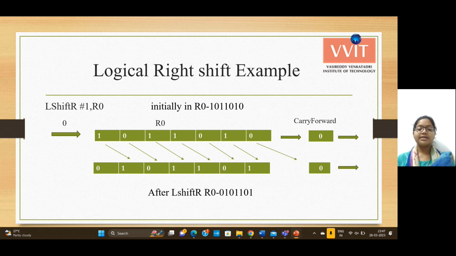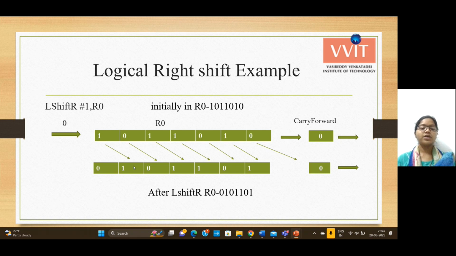As we moved all these bits 0 1 1 0 towards right, an empty bit position will occur towards left. Hence, this is filled with the 0. Hence, the final value after performing the logical shift right, the binary value stored in R0 is 0 1 0 1 1 0 1.